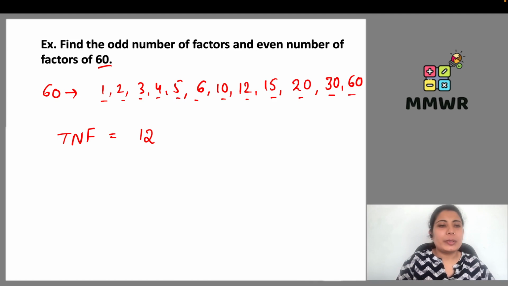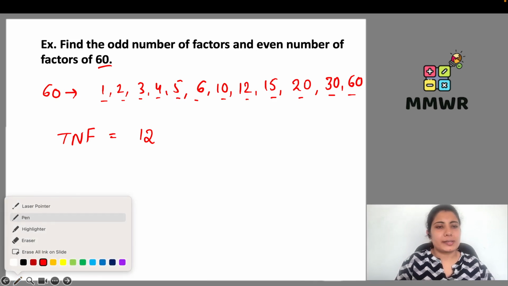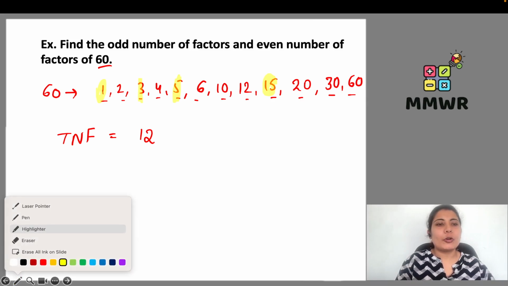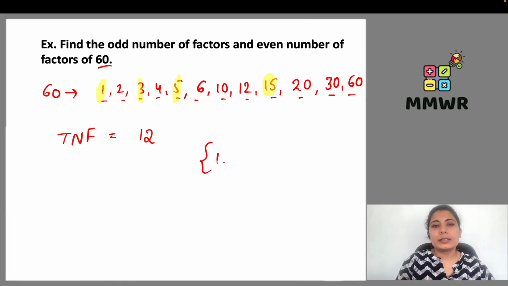Out of this 12, how many of them are the odd factors? Let's highlight the odd ones only. 1, 3, 5. Any other? No. Yeah, 15. 1, 3, 5, 15. These four factors, 1, 3, 5 and 15. 4 of them are the odd number of factors.